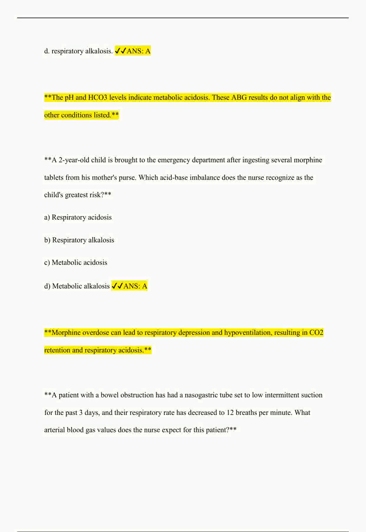A patient with a bowel obstruction has had a nasogastric tube set to low intermittent suction for the past 3 days, and their respiratory rate has decreased to 12 breaths per minute. What arterial blood gas values does the nurse expect for this patient?